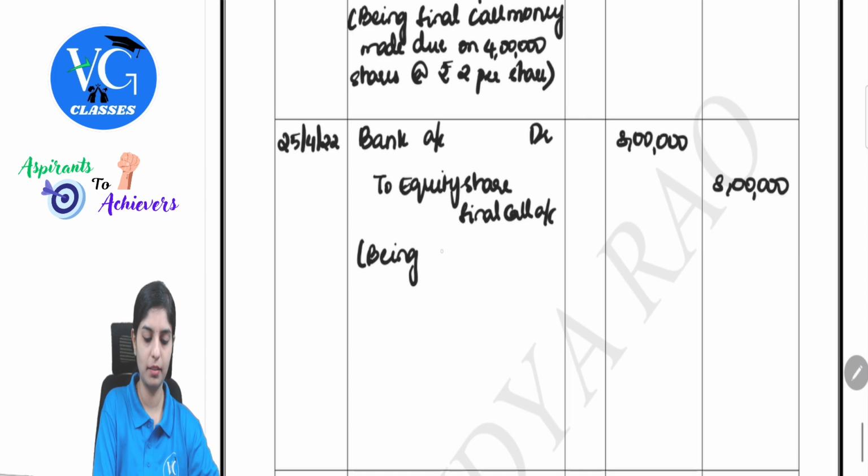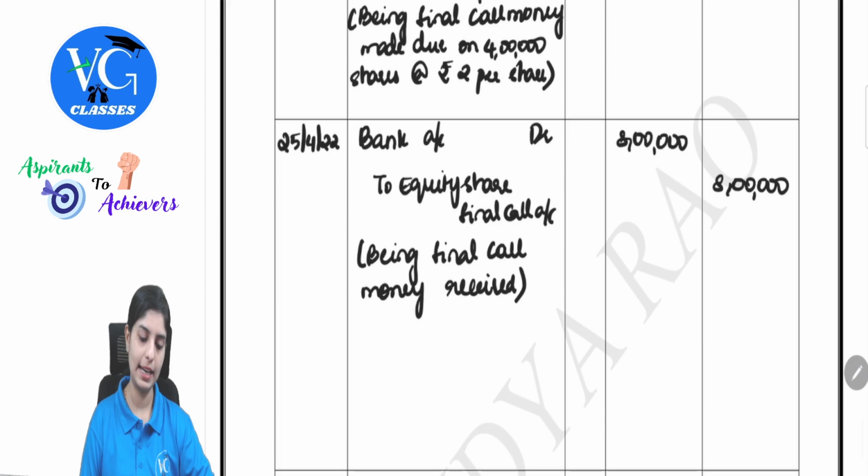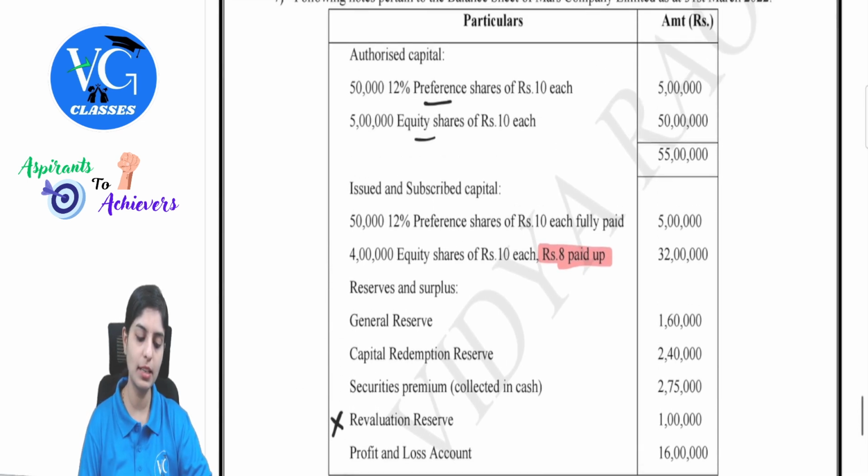Being final call money received. Done. Next. After this, on 1st May, the company decided to capitalize by way of bonus at the rate of 1 share for every 4 shares held. So what is the number of shares? 4 lakh.